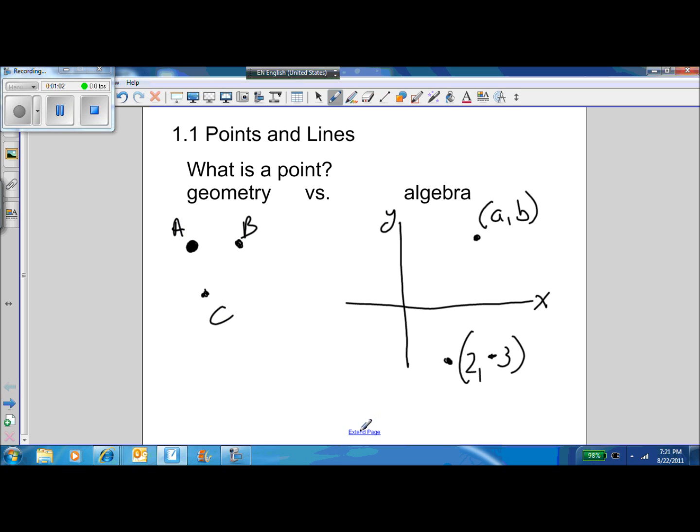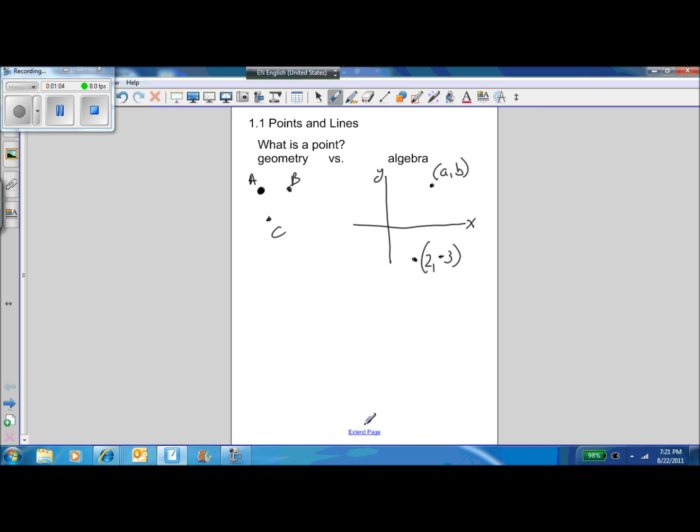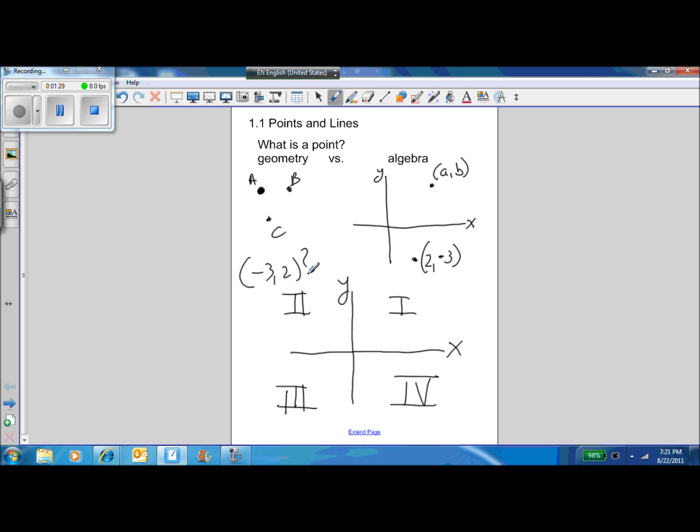Okay, now one thing about points in algebra is we have our coordinates in quadrants. Quadrants 1, 2, 3, and 4 labeled with Roman numerals counterclockwise from the upper right, like that. Okay, so where is the point -3, 2? In quadrant 2. You back up 3 on the x-axis, go up 2 on the y, and there's your point at -3, 2.